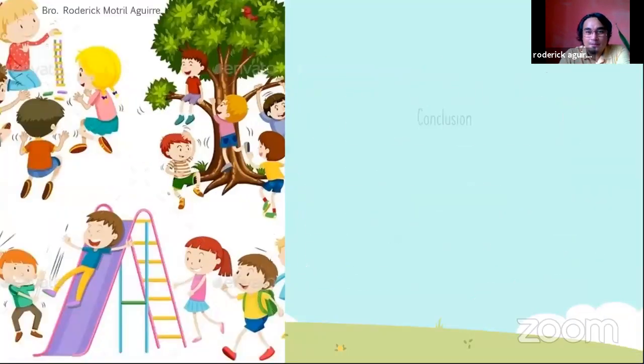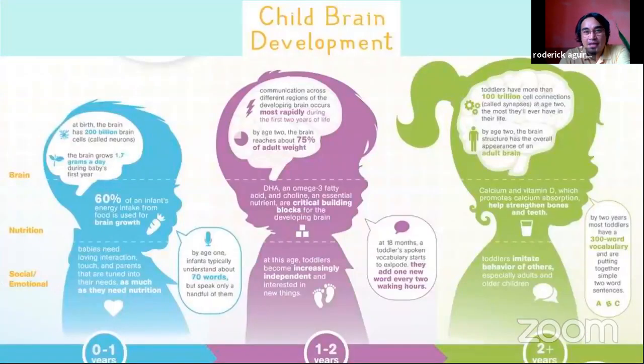Okay, so our conclusion implications would be, this is a picture. Nagde-develop po yung mga bata natin. I will not go through with this, but I would like to see that the vocabulary development of our students increases as they progress in their age and their growth and development. But I would like it to look at the three areas that we need to look into: the social, emotional, nutrition, and the brain development. These are the three things that we need to take care of and exposing our kids with.